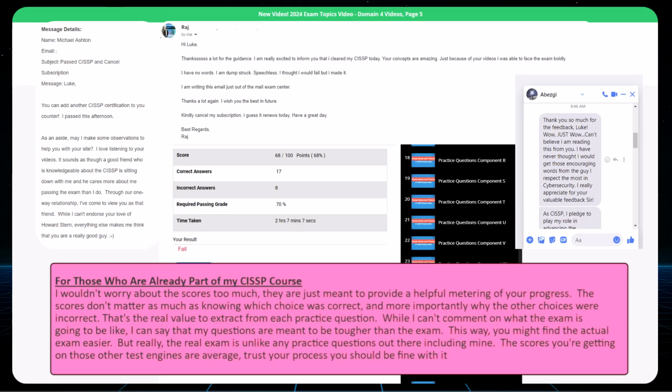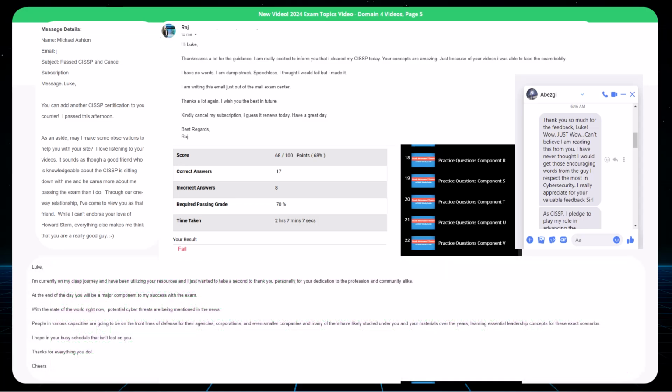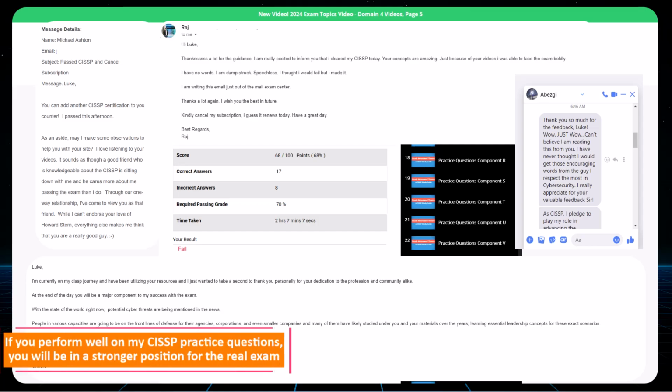Because while I can't really comment on what the exam is going to be like, I can say that my questions are meant to be tougher than the exam. That's how I do things. This way, you might find the actual exam easier. But really, the real exam is unlike any practice questions out there, including mine. The scores you're getting on those other test engines are average compared to mine, and you should just trust your process and you should be fine with it.